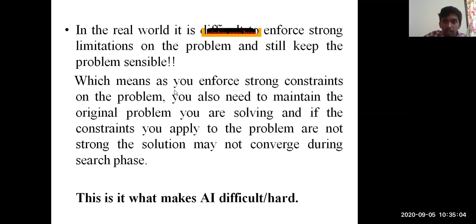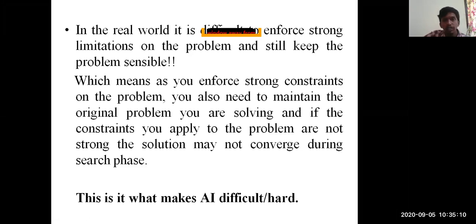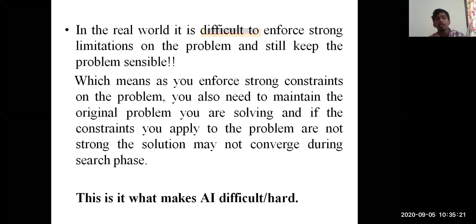In the real world it is very difficult for us to give a solution to every problem. Here we will be having a lot of limitations on a problem, and still we should make a machine understand it properly. Then only you'll be having an effective solution. In real world problems, it is very difficult for us to ensure all the limitations for problem solving, and we need to think sensibly.